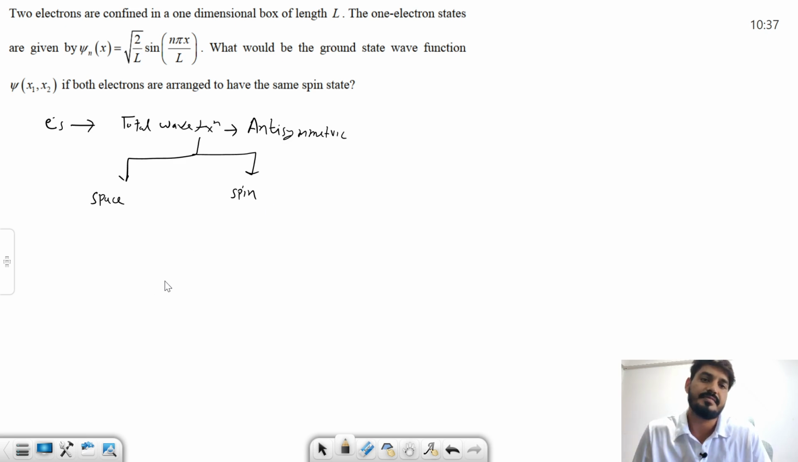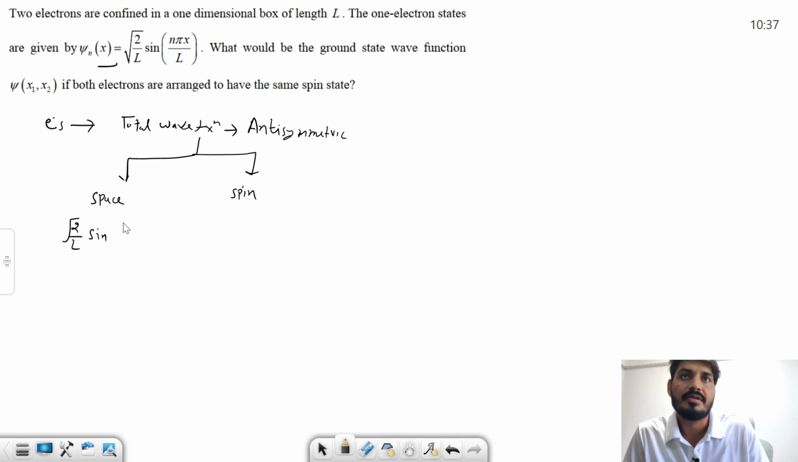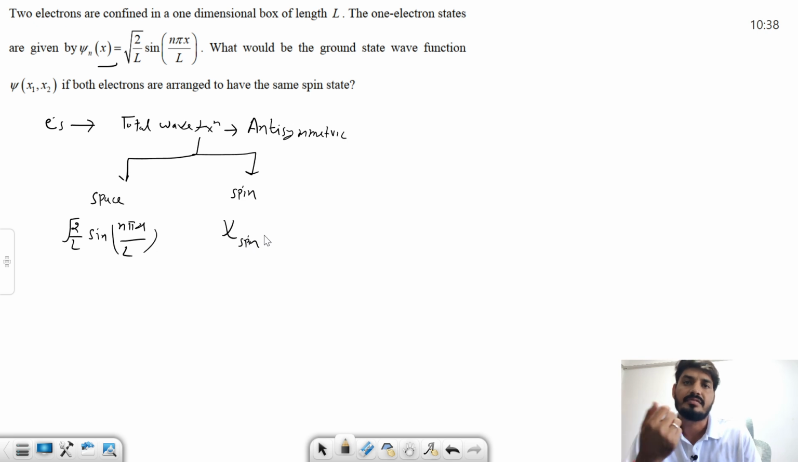spin part. स्पेस पार्ट कौन सा है? ये वाला है जो अभी हमने लिखा है √2/L sin nπx/L for a particular single electron. स्पिन पार्ट को हमने लेट सपोज डिफाइन कर दिया psi spin. ठीक है, this is the spin part.